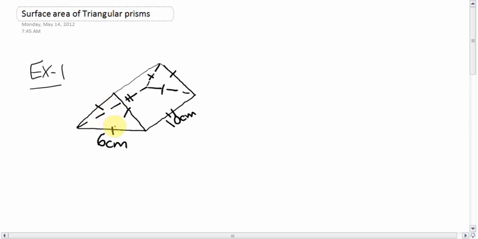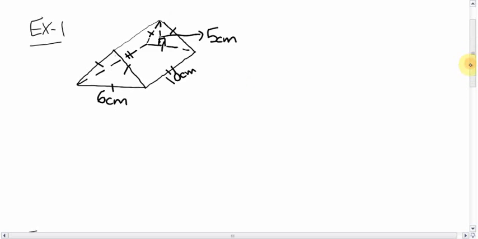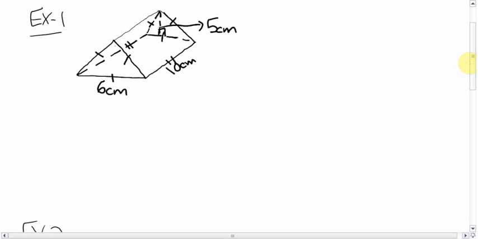And then the height of the triangle, I'll put the height over here. And the way you can always get the height of a triangle, it's the straight up and down perpendicular distance as shown by the little 90-degree box sign. And we'll say that is 5 centimeters, the height of the triangle. Okay, so you want to find the surface area of this entire prism. Let's break up the shapes.